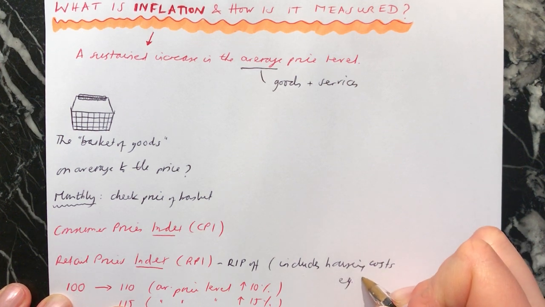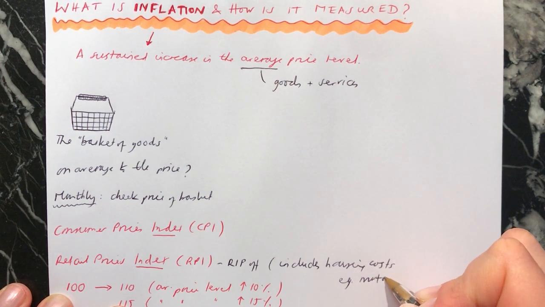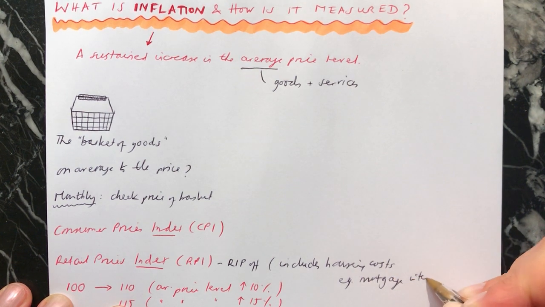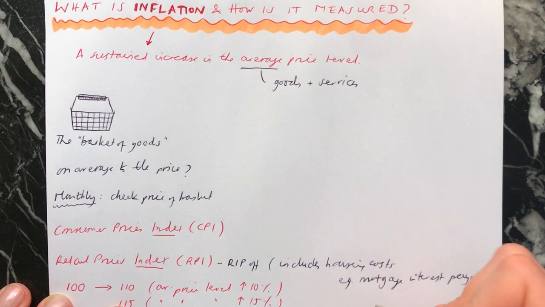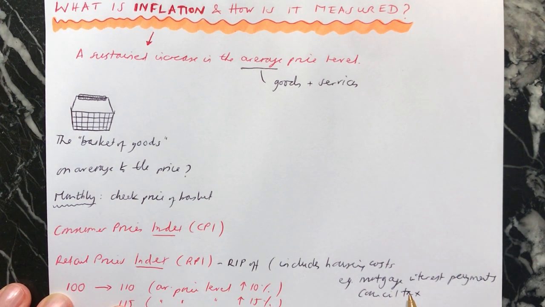So for example, mortgage interest payments. So if you've taken a mortgage, that's a loan to buy your house, how much interest you're paying a month. In the UK, it includes council tax payments. This is how much you have to pay if you are owning a house in the UK or living in a house in the UK. So these are included in the Retail Prices Index, whereas the Consumer Prices Index doesn't include housing costs. And that's one of the main differences between these two.